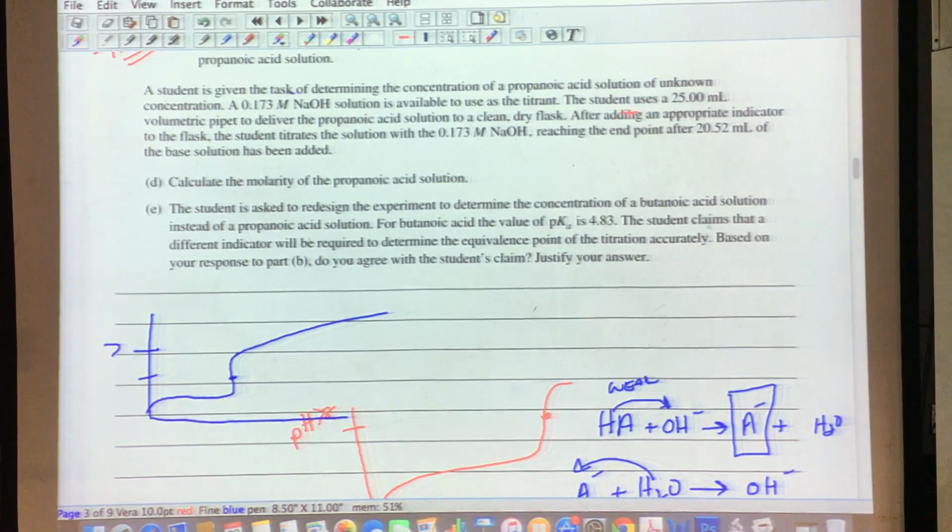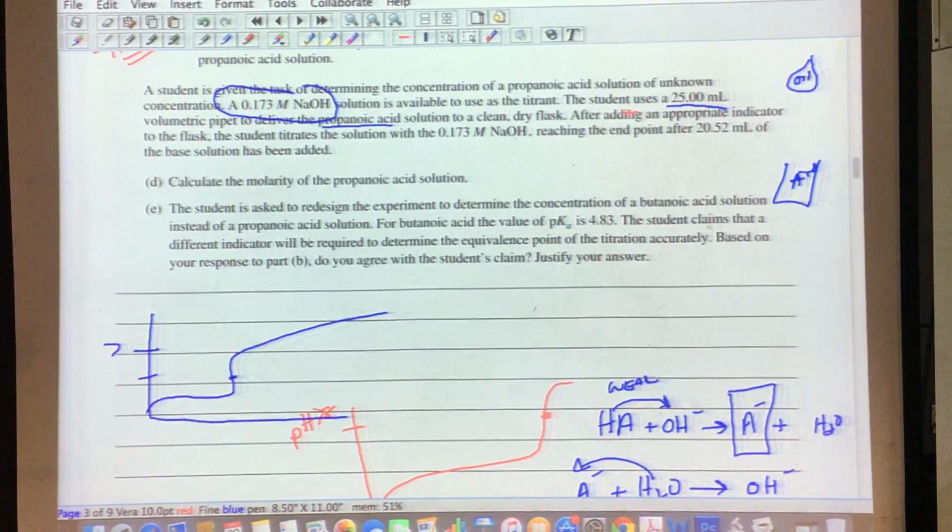What do they have? They have a base of a known concentration. The student measures out 25 milliliters of the acid into a clean dry flask. So we have a flask with the acid. From a burette, we're going to add the hydroxide. After adding the appropriate indicator to the flask, the student titrates the solution with this concentration of the base. So we know the concentration of the base. We don't know the acid. It reaches the endpoint. What does the endpoint mean?